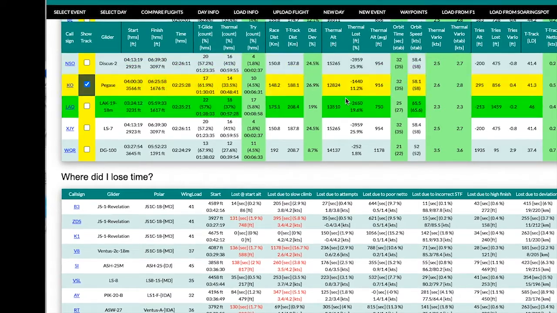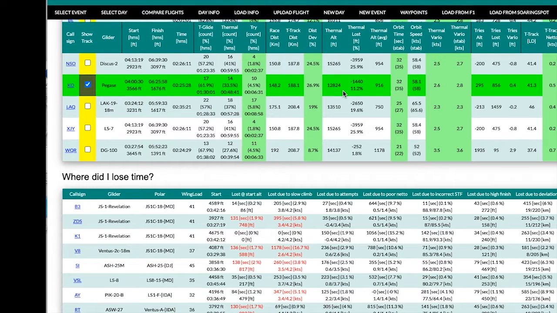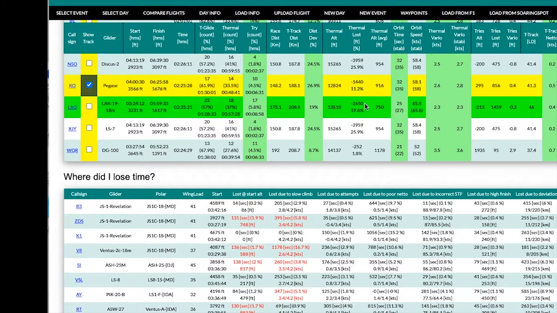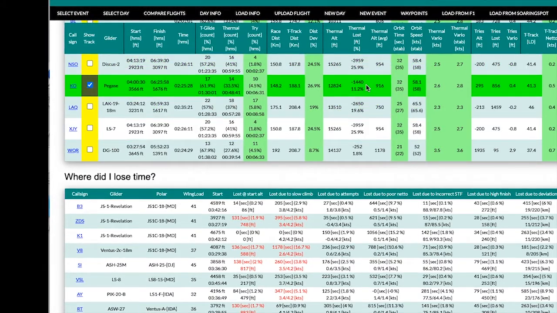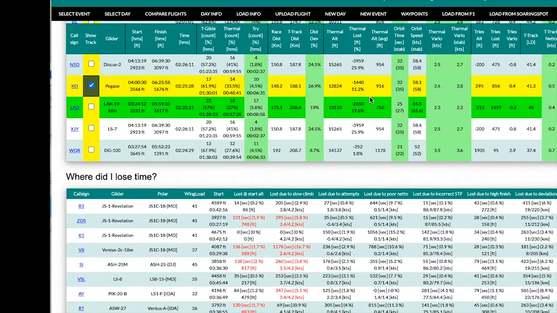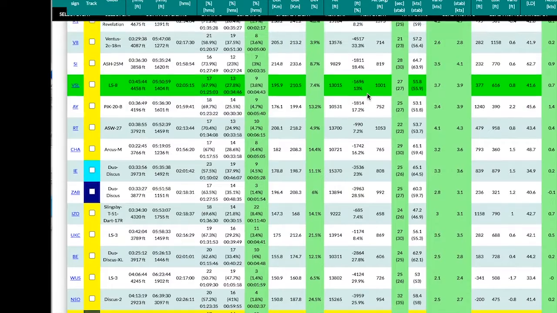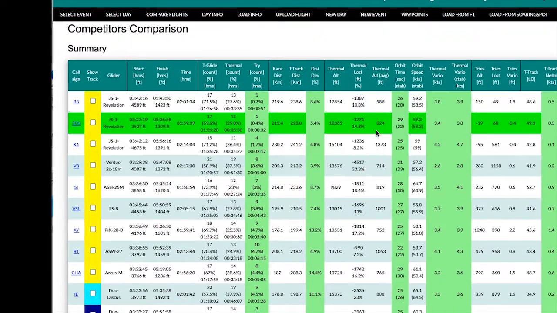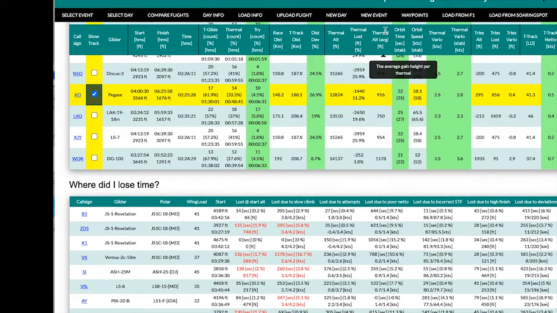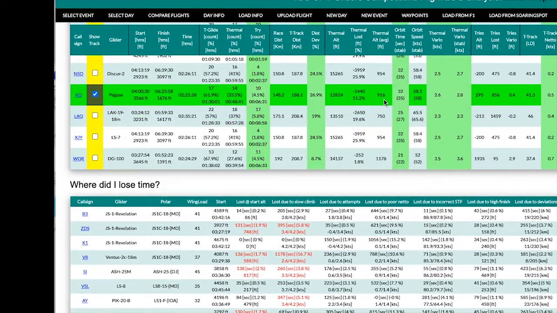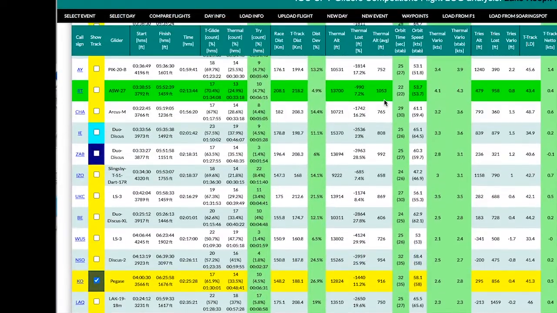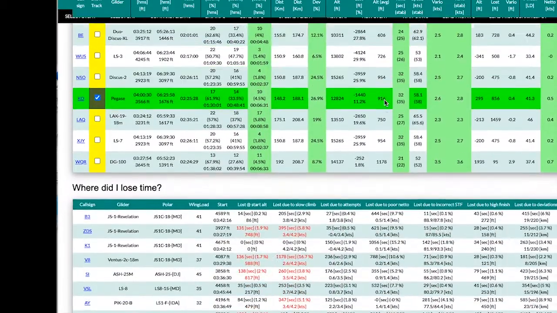Thermal altitude gain, 12,824 feet. Thermal loss, 1,440 feet. Now, it's not as bad as some, as you can see. So I haven't spent time circling going down. That's a good thing. But I've probably spent a little bit too much compared to some. No, I'm about good. Thermal average, 916 feet per thermal. That's about the same as the others.